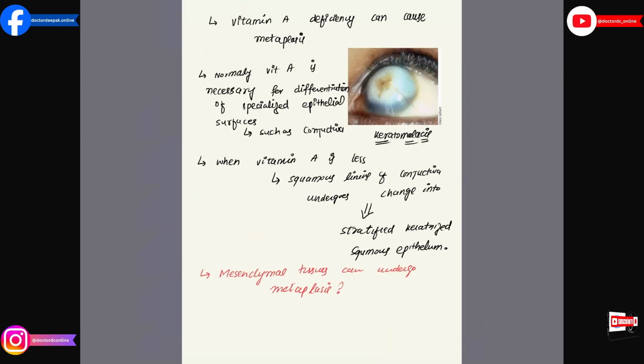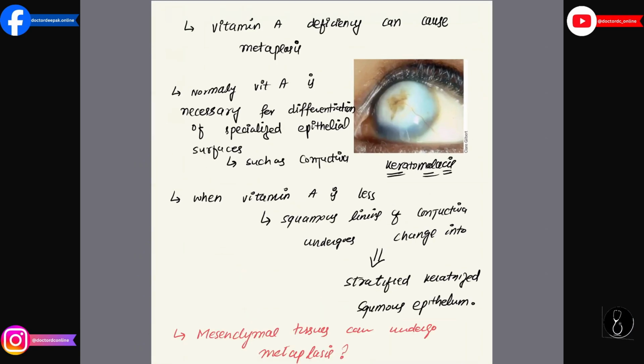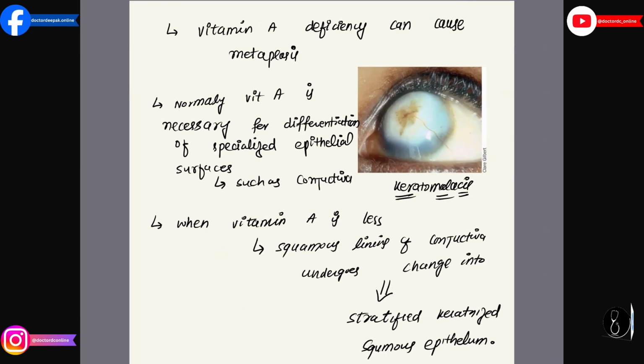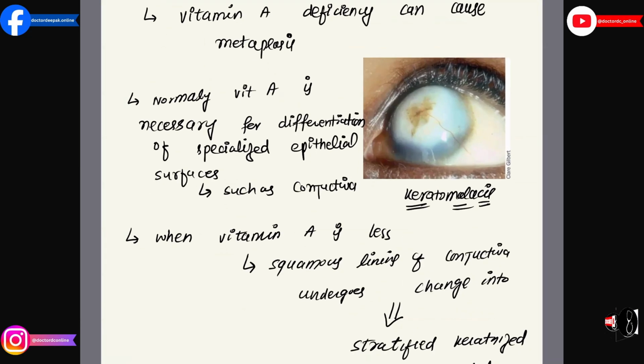So let's take another example. Here I mentioned that vitamin A deficiency can cause metaplasia. So how can vitamin A deficiency cause metaplasia? Let's discuss. Please let me zoom first. First of all, you have to understand the normal or basic concept. Normally, vitamin A is required for the differentiation of specialized epithelial surfaces, like the conjunctiva. In the conjunctiva, we have squamous epithelial lining. Vitamin A is required for this squamous epithelial lining differentiation.